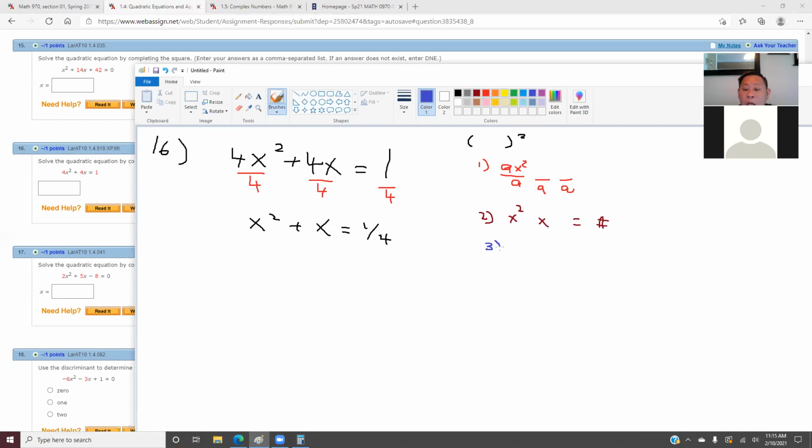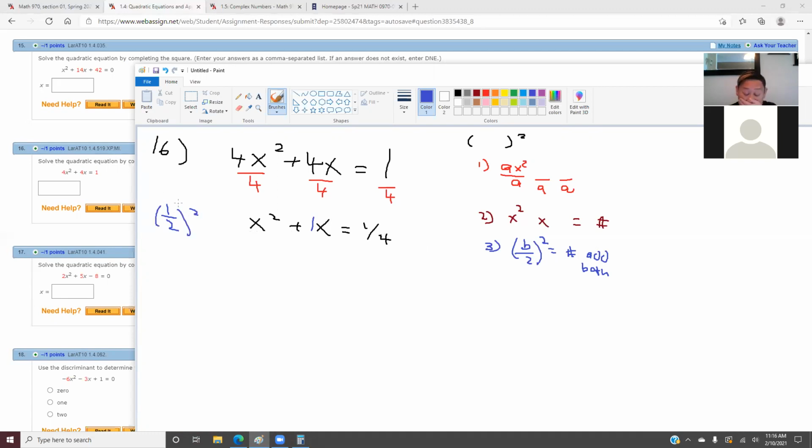Step 3, you have to take the middle term, b, which is this one, divided by 2, and square it. This is the number that you have to add to both sides of the equation. So what you have here is 1. So you have to divide this by 2 and you square it.